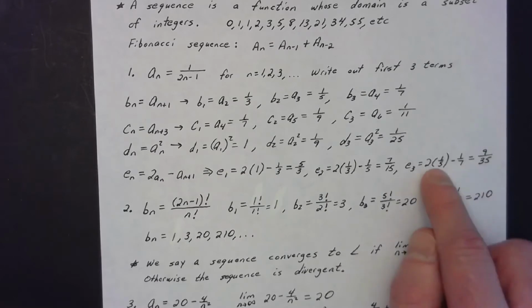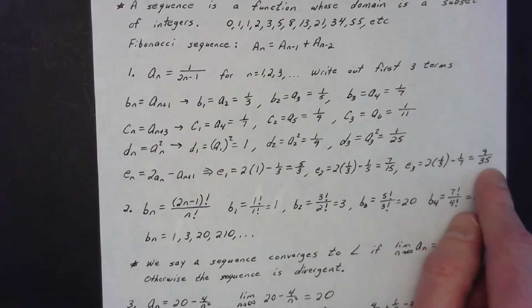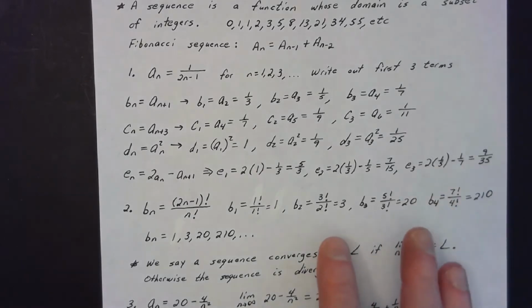When you do that, you might need a calculator. 2/5 minus 1/7 simplifies to be 9/35. So now you're thinking, well, that's not too bad. It's a little strange versus what we have been doing, but nothing bad.